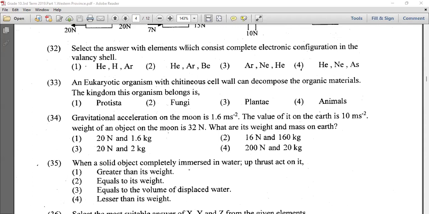Weight of the object on the moon is 32. What is the weight of the object on Earth, and the mass?